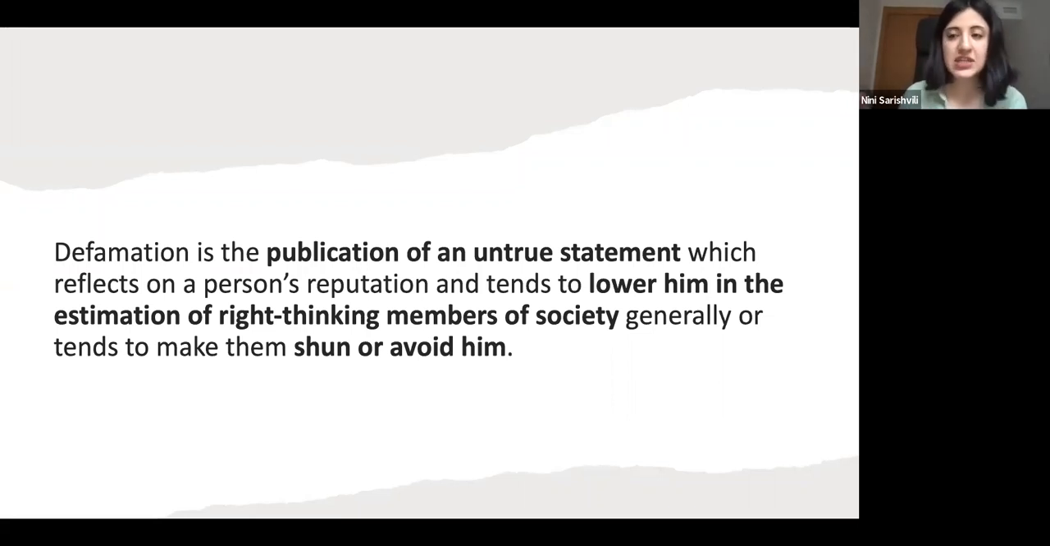So if the statement is true, then it's not defamation. It is a statement which reflects on a person's reputation and tends to lower him in the estimation of right-thinking members of society. To put it in simple terms, somebody publishes information about someone that makes that someone look very bad. But the most important thing is that the statement is untrue.